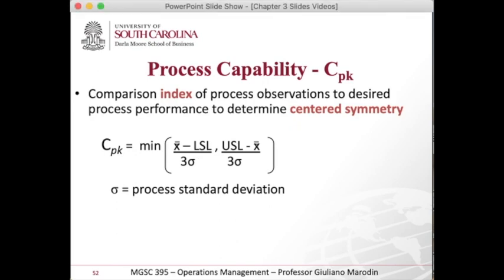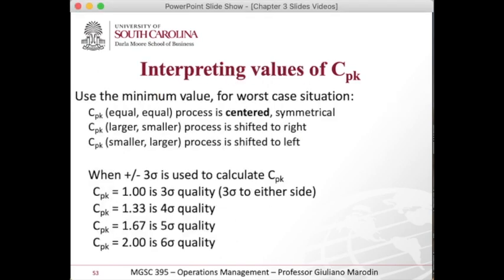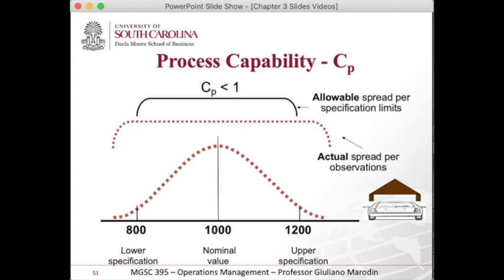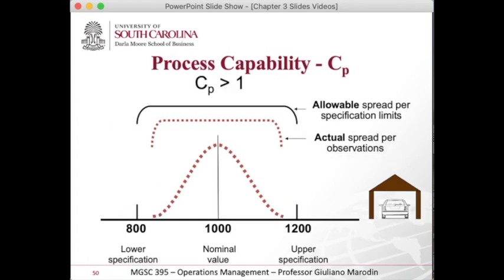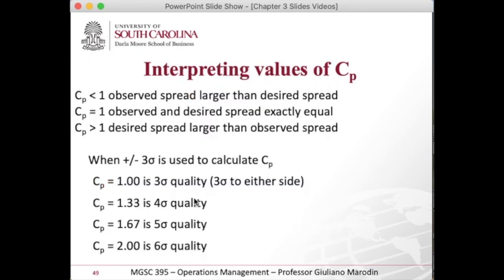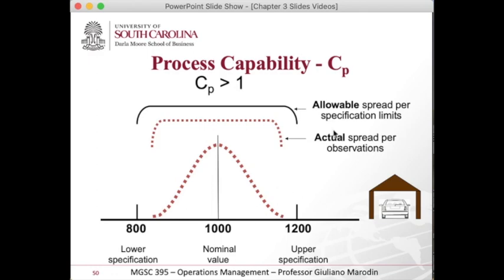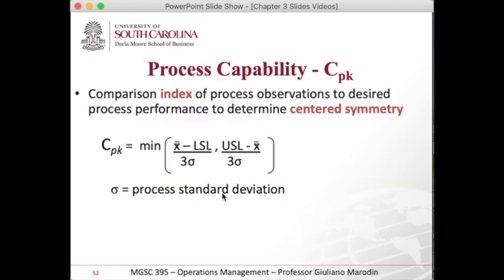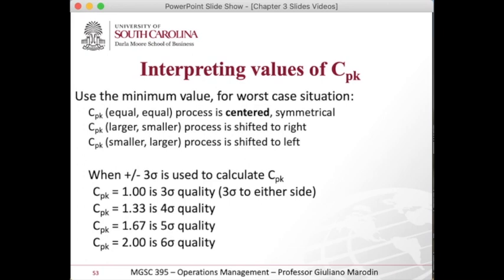Why is that important? Because now I can understand if it fits to the right or if it fits to the left. The CP, where we were before, is just the size of the car. We go back to the formula: it's just the upper minus lower specification limit divided by 6 sigma. So if it was here or here, I wouldn't know. I only know whether the size matches or not. The CPK index actually tells me if it's centered or not.